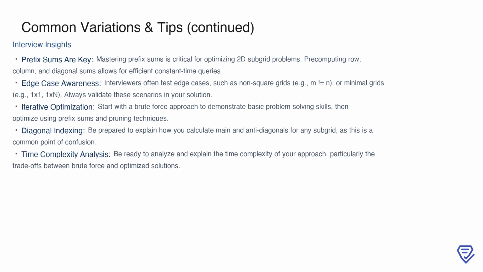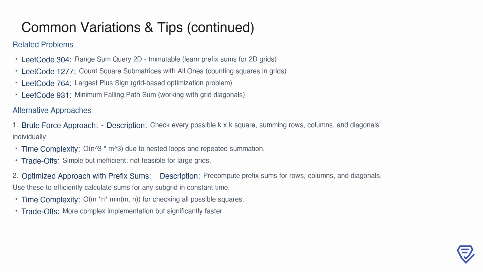Diagonal indexing is a common area where candidates stumble, so make sure you can clearly explain how you calculate the main and anti-diagonals for any subgrid. Lastly, time complexity analysis is crucial. Be prepared to articulate the trade-offs between your brute force and optimized solutions and to justify your approach based on its computational efficiency. This problem is closely related to several other classic grid-based problems on LeetCode.